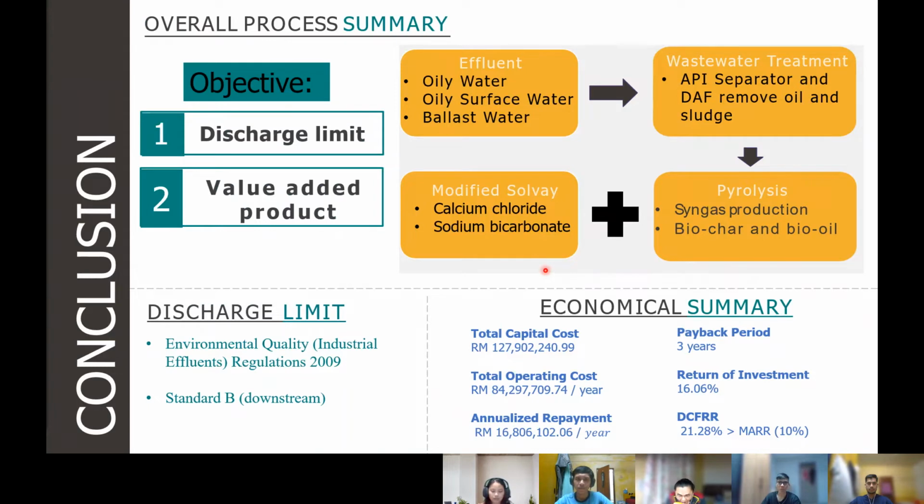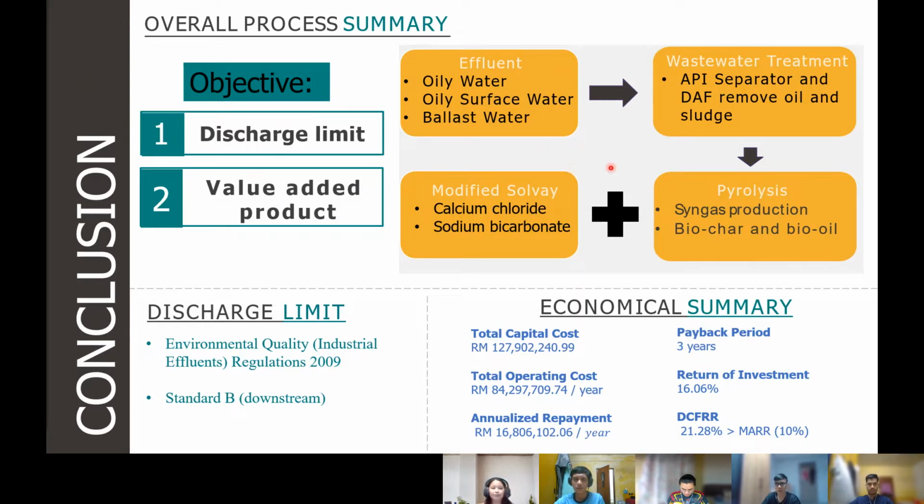To conclude, the objective of this plant design is first to ensure the final treated wastewater meets the discharge limit set by the government, and second, the recovered materials from the wastewater are to be converted into value-added products. In this case study, the industrial effluent consists of oily water, oily surface water, and ballast water containing high BOD and COD due to the presence of oil and other organic compounds.